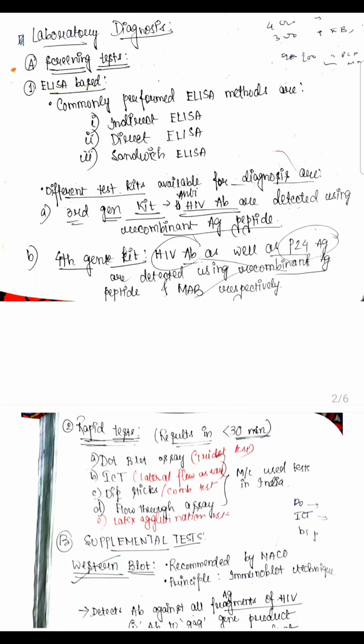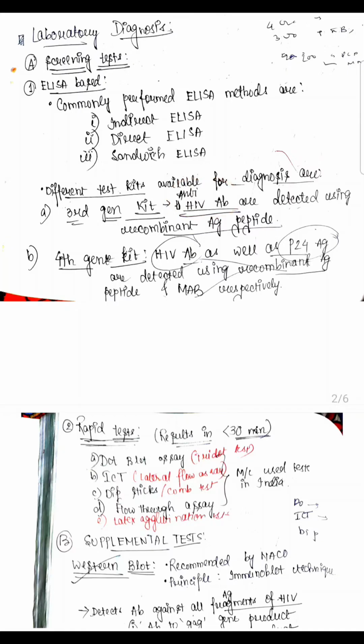Okay, the ELISA based test means the antibody detection test. The antibody detection test includes the ELISA methods, and it can be done by the 3 ELISAs we have studied from our first year, that is indirect ELISA, direct ELISA, and sandwich ELISA. So these are the tests, and different test kits are available for HIV diagnosis as well. The 3rd generation test kit is present, in which recombinant antigen peptides are used, and anti-HIV antibodies are detected in the patient's blood.